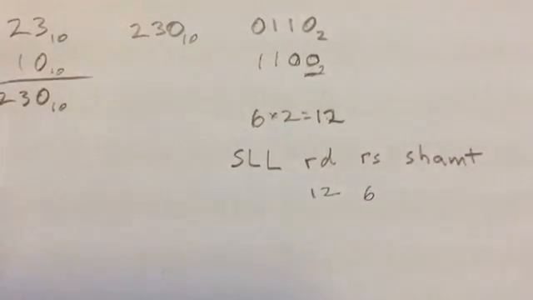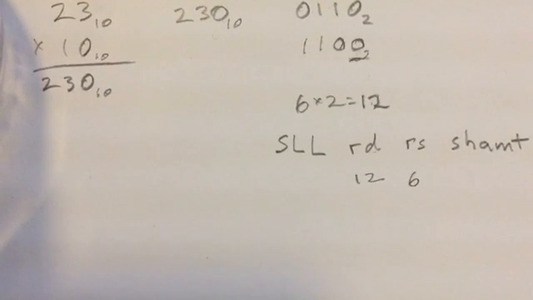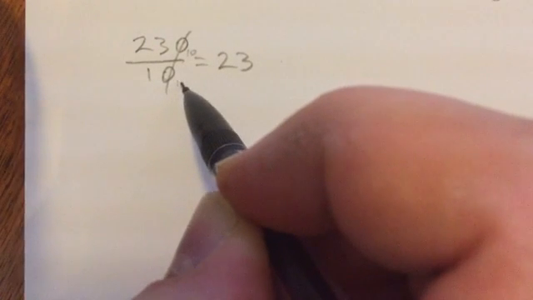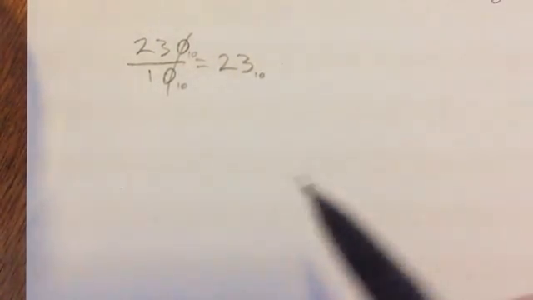Now, shifting right to divide is the exact same operation in reverse. Let's say we have 230, and we want to divide it by 10. Well, we know, get rid of that 0, and we have 23. Just trying for consistency here.